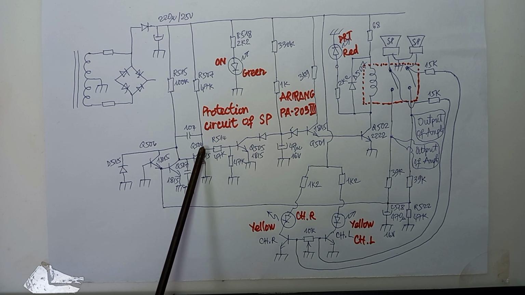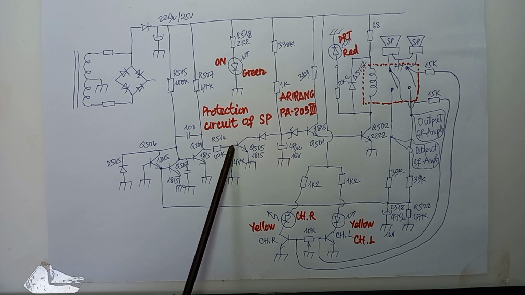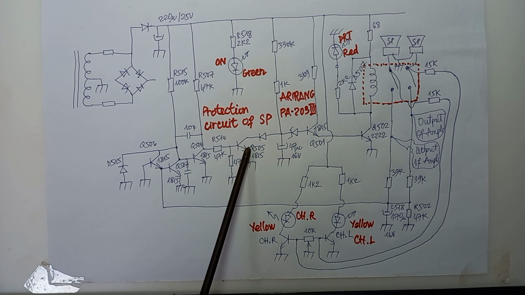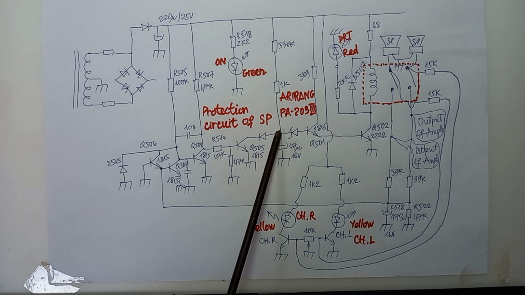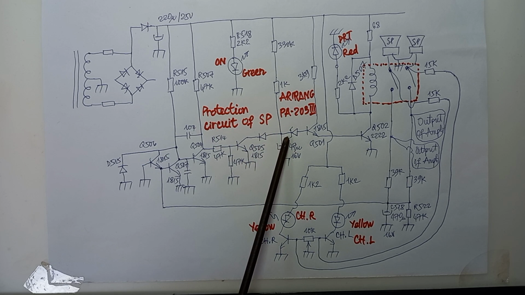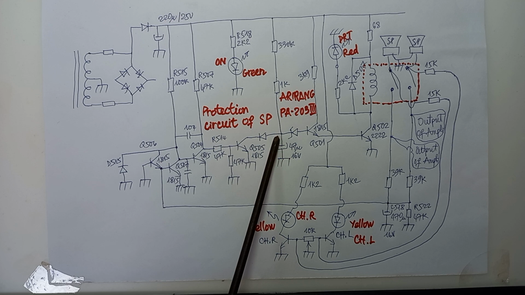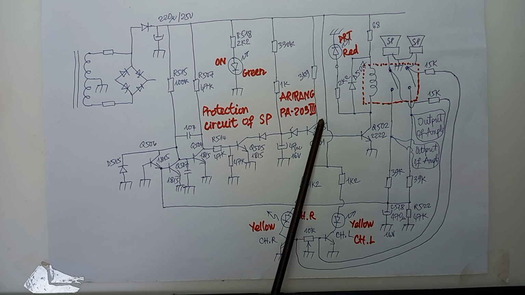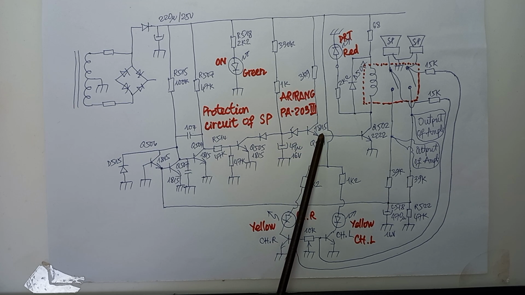So the voltage here will be low. So this transistor will not conduct electricity. So the voltage here will be high. The current will flow through the Zener diode from here to here. So the voltage here will be high. So this transistor will conduct electricity.